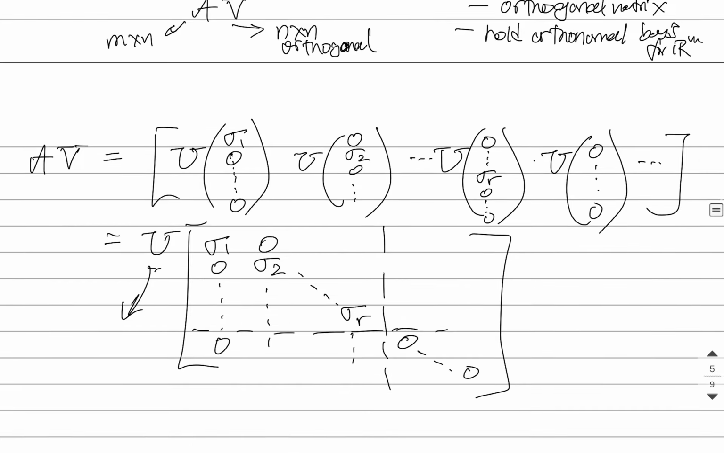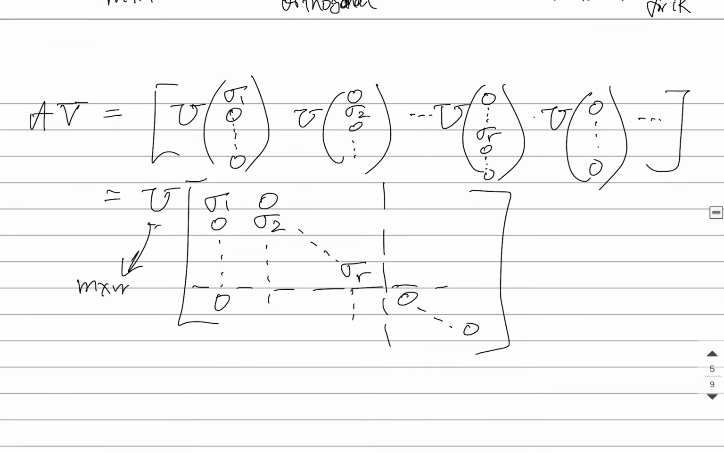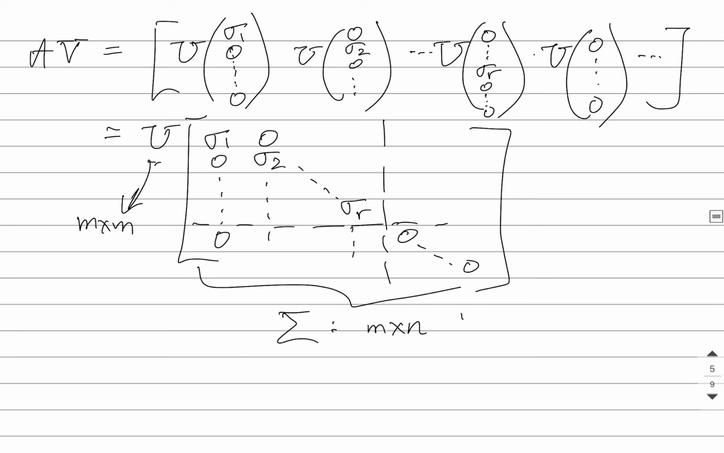Now up here, this matrix here is m by m because it has to be a basis for Rm, so there needs to be the right number of them. And this thing here I'm going to call capital sigma. And this is some m by n, and I'm going to call it a diagonal matrix, even though it can't be diagonal because it's not square. And this has the singular values down the diagonal, and then it's got some zeros everywhere else.